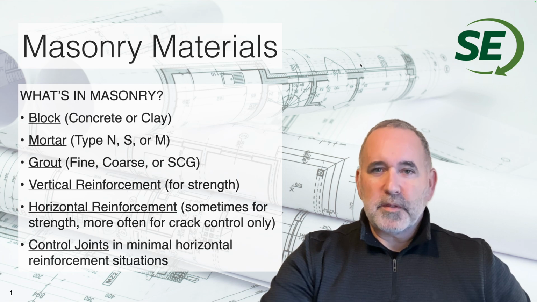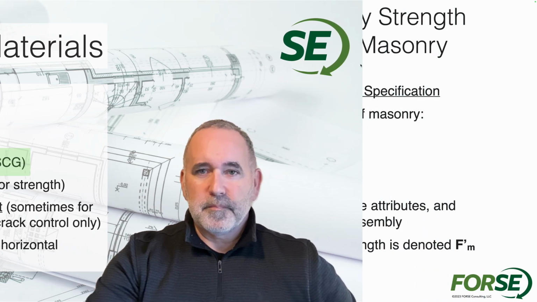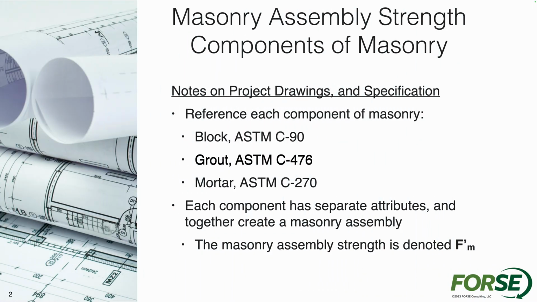In this video, we're going to talk about grout for structural masonry walls. The masonry assembly is going to be made up of block, mortar, and grout. All of those elements together are going to be denoted with a strength of F'(M). In this video though, we're going to focus just on grout.